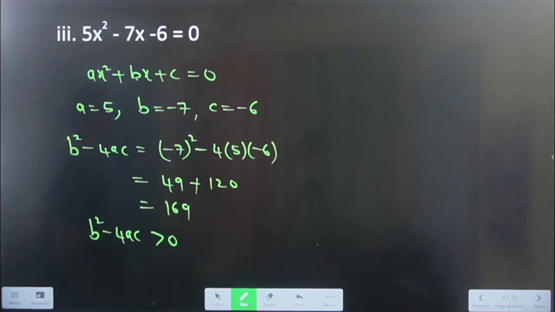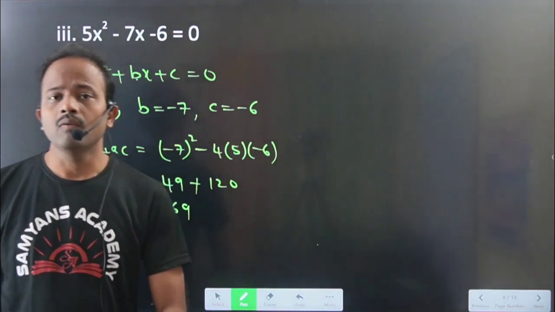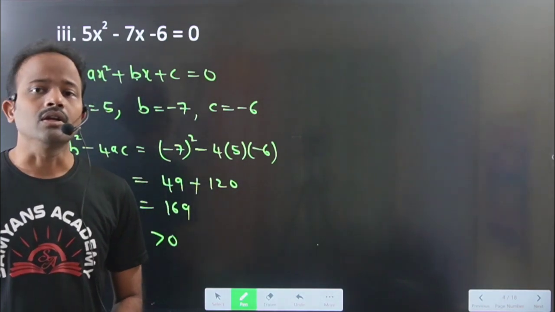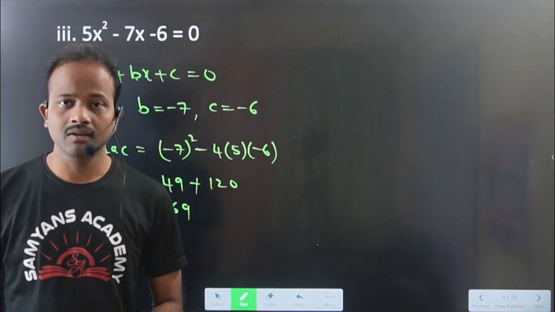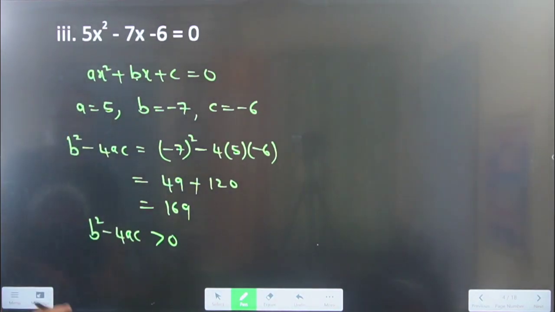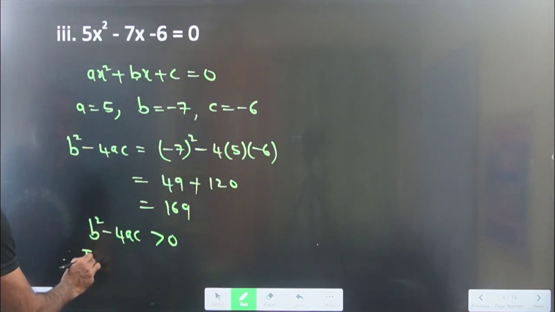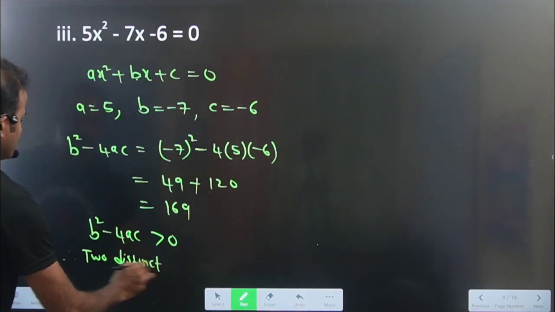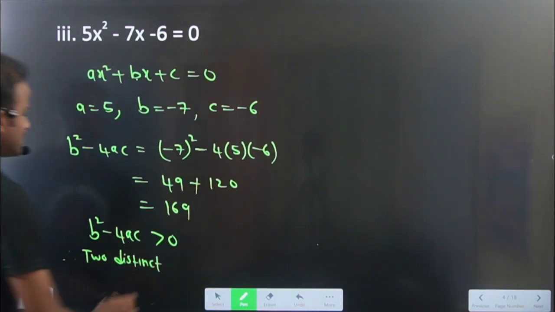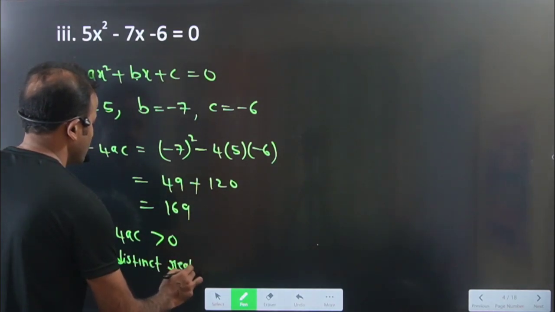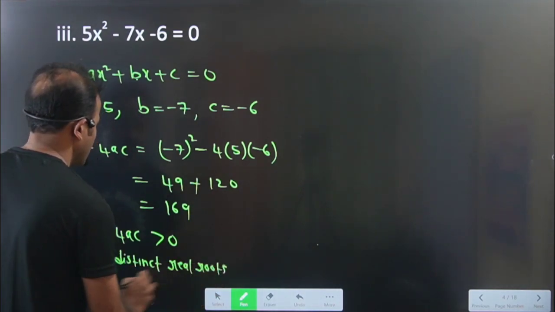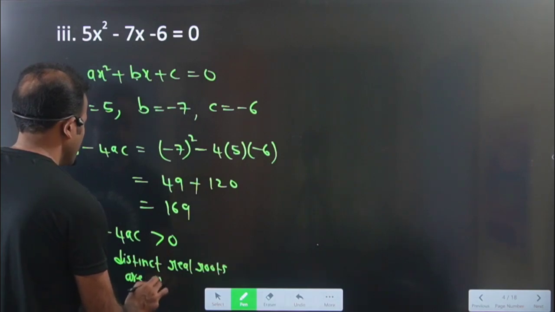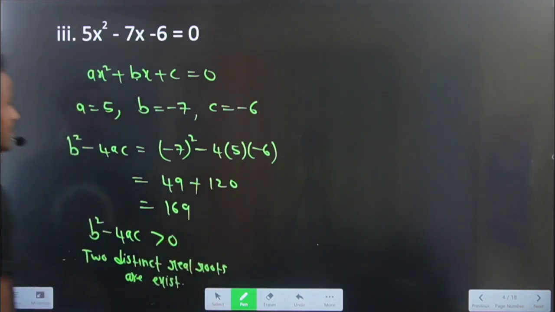If b square minus 4ac value is greater than 0, then what is the nature of the roots? Yes, two distinct real roots exist. Therefore two distinct means separate. Okay, two distinct real roots exist.